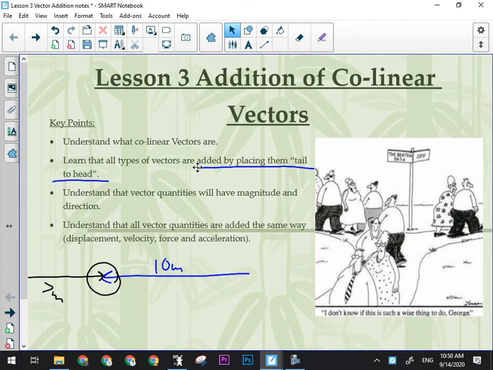If you added 2 displacement vectors, your final units would be meters. If you added 2 velocity vectors, your final units would be meters per second. 2 force vectors, newtons at the end. It's all the same mathematically. All that changes is what your units will be.